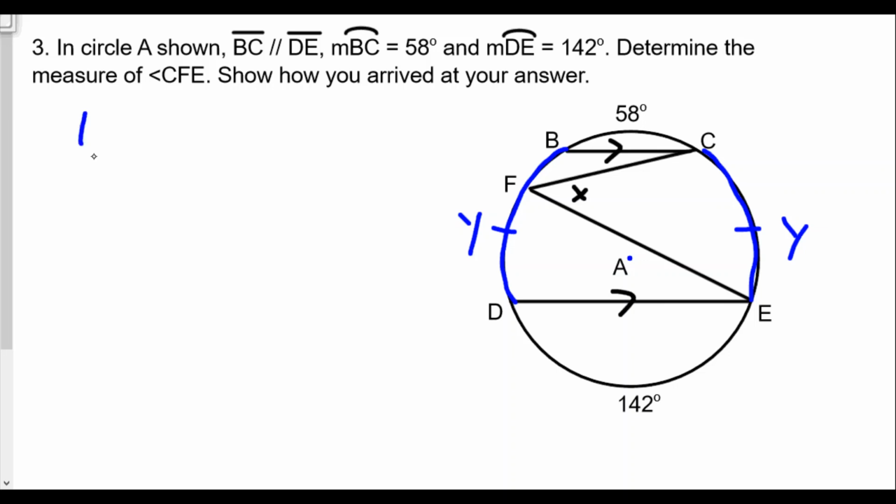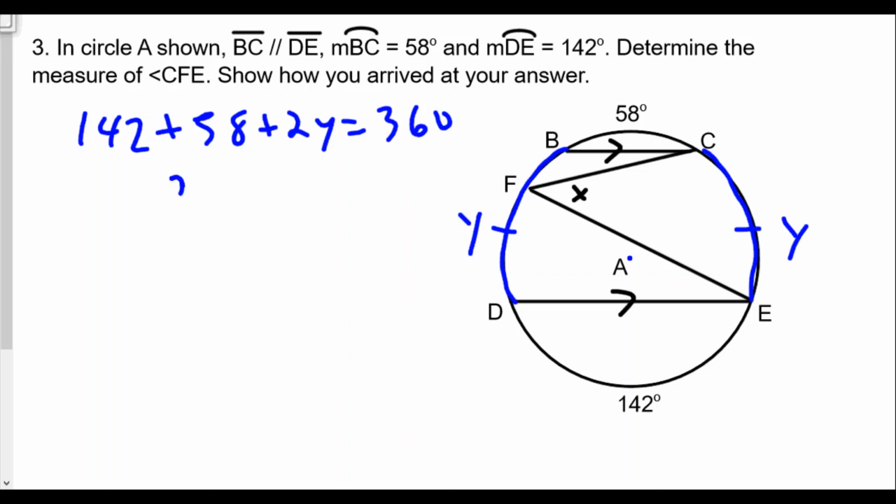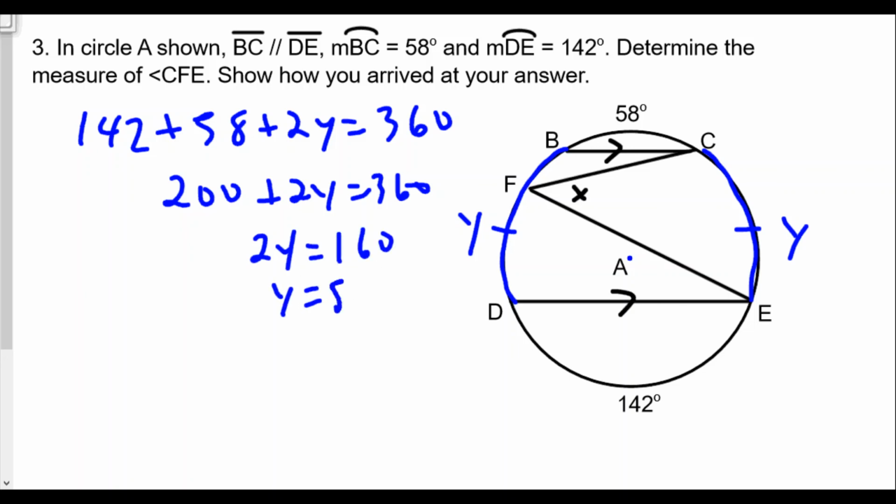Okay. All right. So here, call this y, and this must be y as well too. So we know that 142 plus 58 plus 2y is equal to 360 degrees. Well, 142 plus 58 makes 200, I believe. So 200 plus 2y equals 360. That means 2y is equal to 160. y is equal to 80 degrees. And so the measure of arc CE is 80 degrees, as well as arc BD.